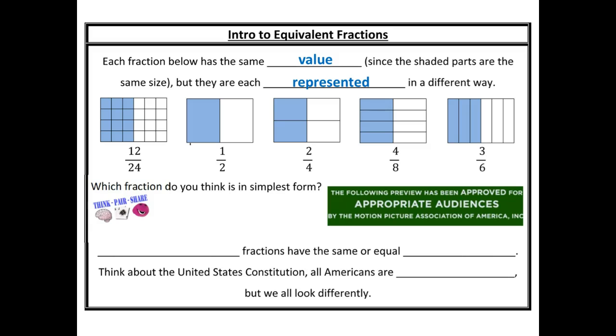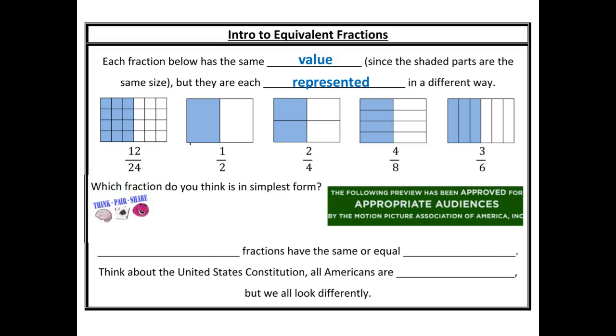Below, we have 5 different fractions: 12/24, 1/2, 2/4, 4/8, and 3/6. All 5 of those fractions have the same blue area colored in. They're broken up differently, so our denominator breaks up the whole differently, and our numerator represents a proportional amount of that new whole. The simplest form of this fraction exists within the fractions listed. However, all of these fractions have the exact same value.